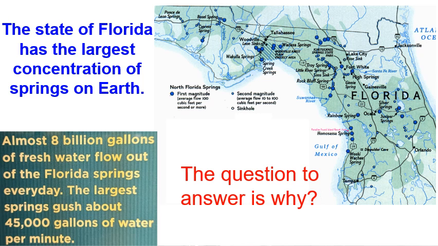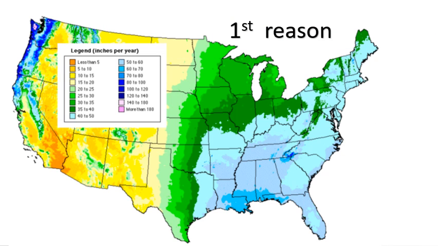The question we want to answer is why, and this is a multi-step explanation. Well, the first reason is all about precipitation. You've got to have water going into the ground in order to make groundwater. You've got to have precipitation. And we know that this area of the country gets more precipitation than anywhere else. So reason number one, we get lots of rain.